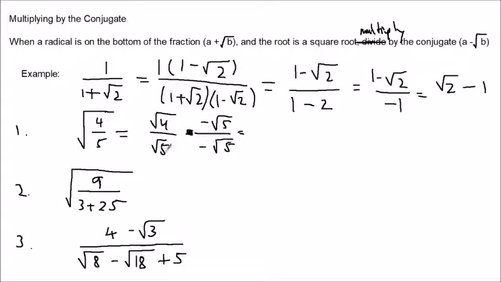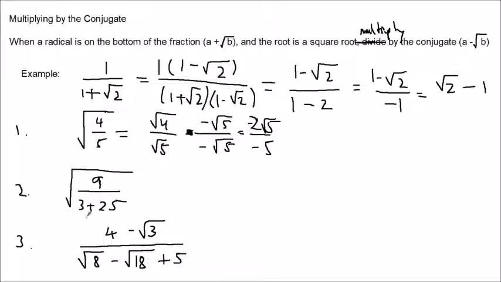So now, square root of 5 multiply negative square root of 5 is negative 5. And square root of 4 multiply negative square root of 5. Well, square root of 4 is 2. Multiply negative square root of 5 is just negative 2 times the square root of 5, and that's the answer.